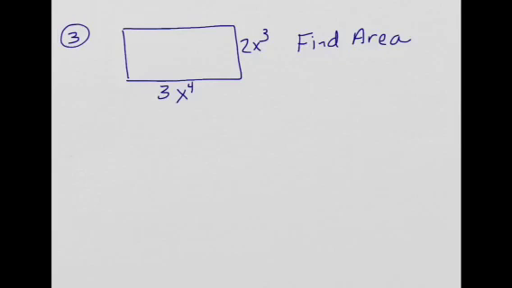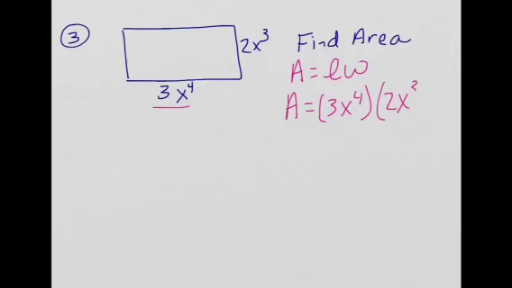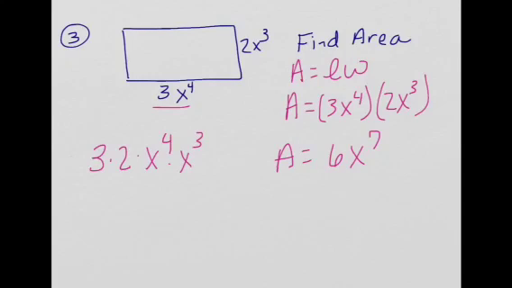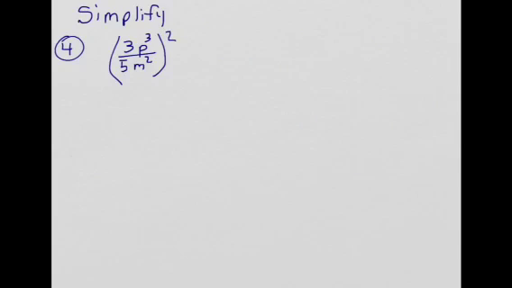Now we're going to find the area of this rectangle. So the area is equal to length times width. Area is equal to, my length is the longest side, so it's going to be 3x to the 4th times 2x cubed. So I'm going to have 3 times 2 times x to the 4th times x cubed. So area is going to equal 6x to the 7th. When the bases are the same, we simply add the exponents.